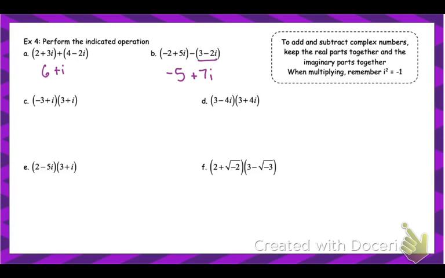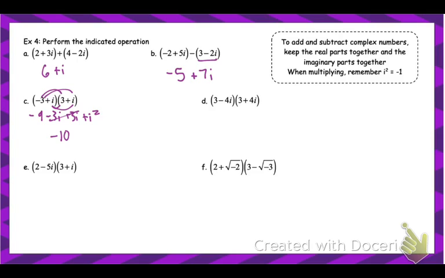So whenever we multiply, we're still going to FOIL. What we need to keep in mind here, though, is anytime we have i squared, that's going to become negative 1. So now when I FOIL this out, that gives me minus 3i plus 3i plus i squared. Those cancel out. And remember, i squared is negative 1, so negative 9 minus 1 is negative 10.